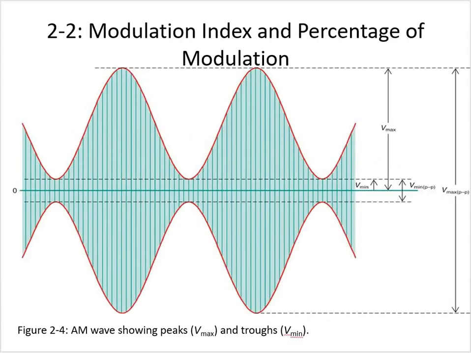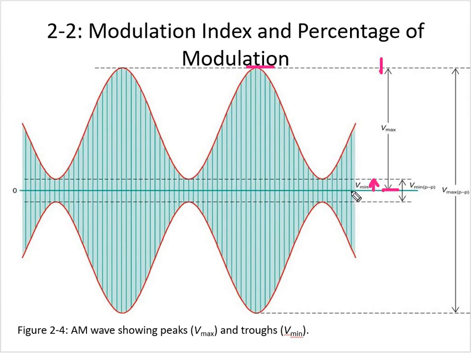Modulation index and percentage of modulation. इधर आप देखिए AM waves showing peak Vmax. You can see here this is Vmax, and it starts from the center point to the peak, we call it Vmax, and troughs, which is what? Vmin. You can see this is Vmax, and this is Vmin. You can see from here to here, this is Vmin.